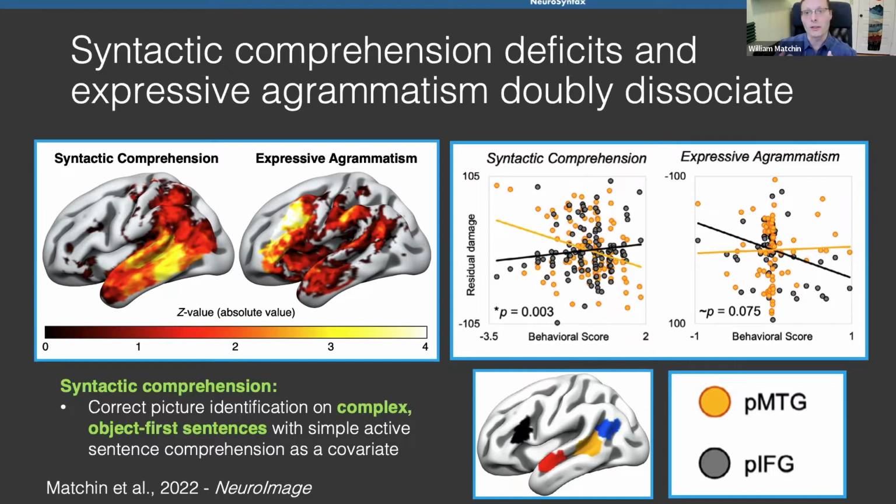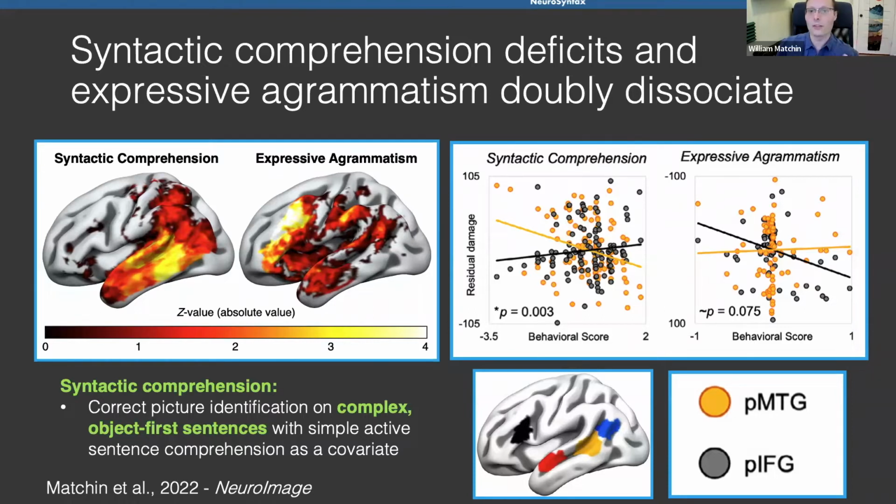So we did a recent lesion symptom mapping study, and looking at expressive agrammatism, we find that that's primarily associated with frontal lesions. Syntactic comprehension deficits are associated primarily with posterior temporal lobe lesions, which is consistent, again, with the historical neurological research on this topic. And we find that these things doubly dissociate, right? The comprehension deficits are associated with posterior temporal damage and not frontal damage, and the reverse for expressive agrammatism.